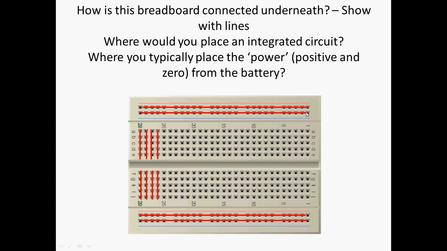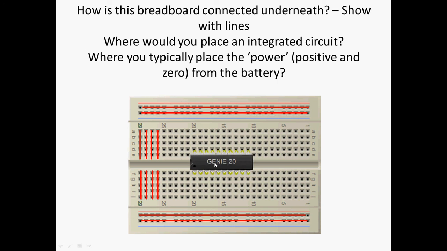The top 2 rows are joined, so this hole is connected to all of those on the top row. Same with the bottom 2. This hole is connected to those. They are not joined across this way though, be careful of that. They're only joined horizontally. And all the ones in the middle, every single one of these are joined in vertical strips of 5, as shown, but with a gap in the middle.